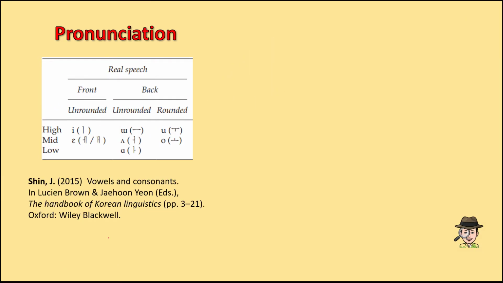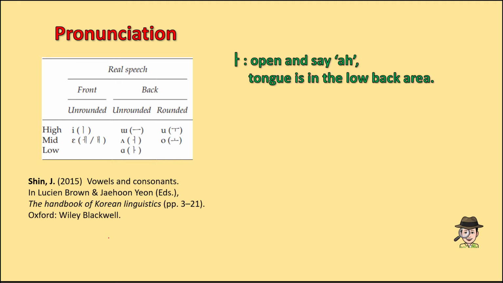Let's use this chart. For A, the tongue needs to stay in the low back area of the mouth. Please do not force it. Just gently place your tongue in the low back area. On the chart, it shows that the lips needs to be unrounded. This means that you just need to open your mouth and say A. This sound is very similar to A in English, but don't drag the sound. Just say A. The same sound from the beginning to the end.